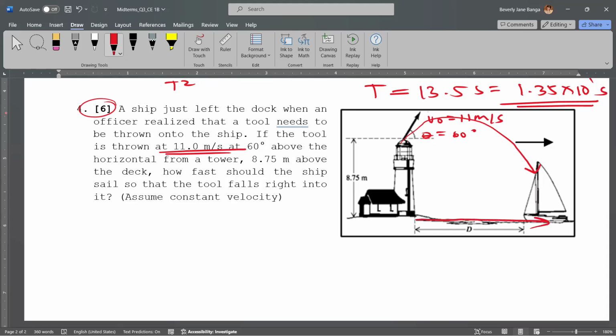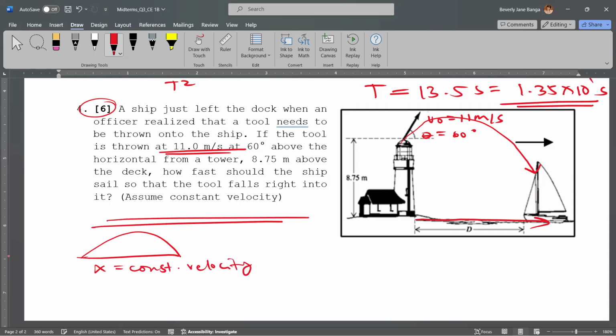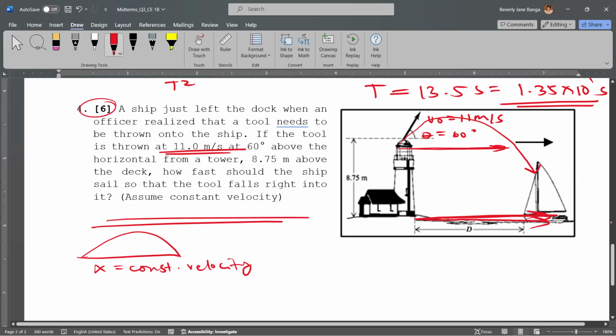Now, one thing that we know about projectile is that at x, it has constant velocity. That's why I put this here. Assume constant velocity. So, at x, you have constant velocity. And if your x velocity is constant, and the velocity of your ship is also constant, it means however long it moves in x, the ship must move just as long, so that the object falls exactly.